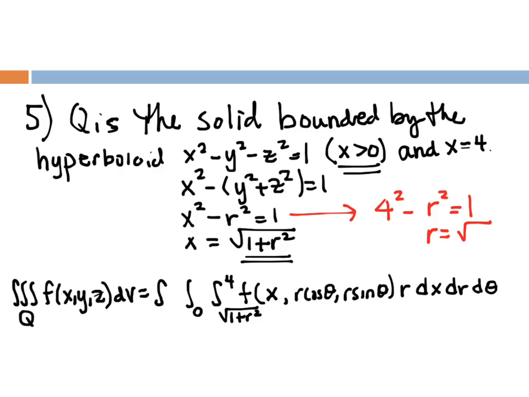Yeah, square root of, not 17, 15. Yeah, square root of 15. And then theta? 0 to 2 pi. You got it.